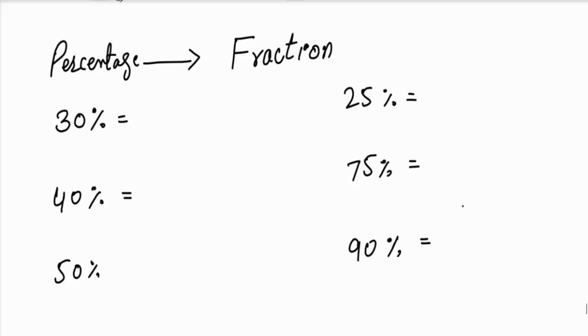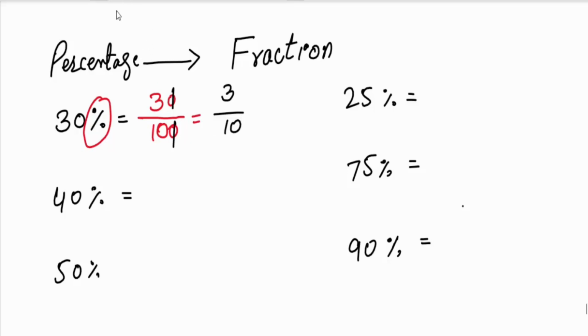This is 30%. First of all, you put a line over here, write 30, and remove the percentage sign. You have 100 as the denominator. After that, cut off the zeros, and the answer is 3 over 10. This is the fraction because this is its lowest form.